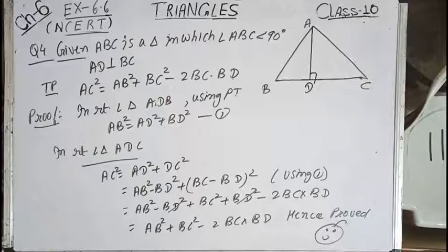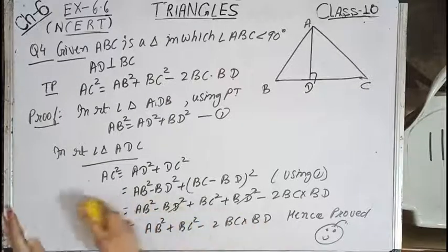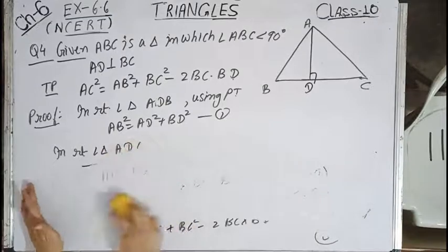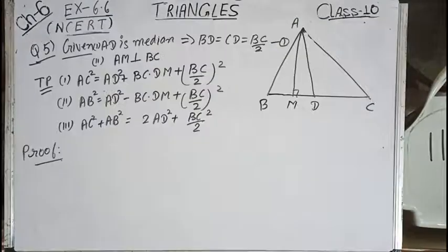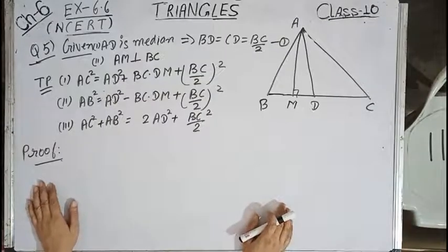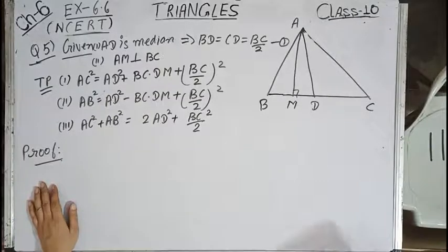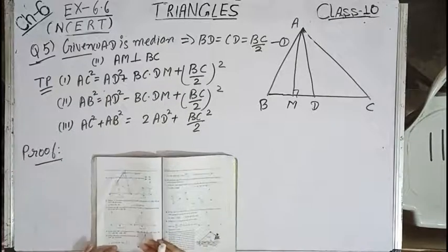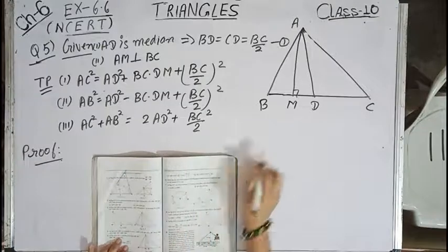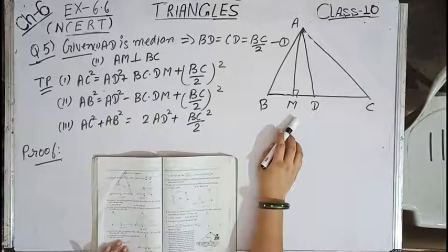Let us move to question number 5. Question number 5 is saying that in figure 6.60, this figure is 6.60 in the book.